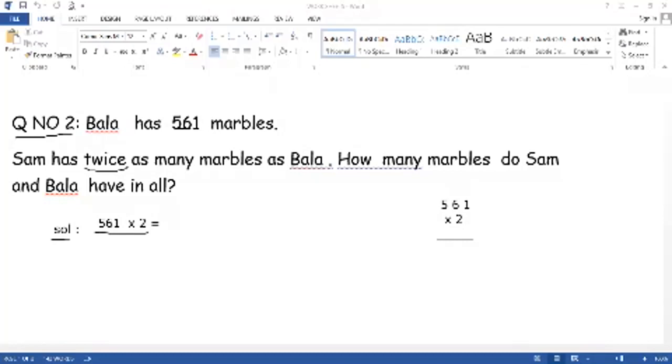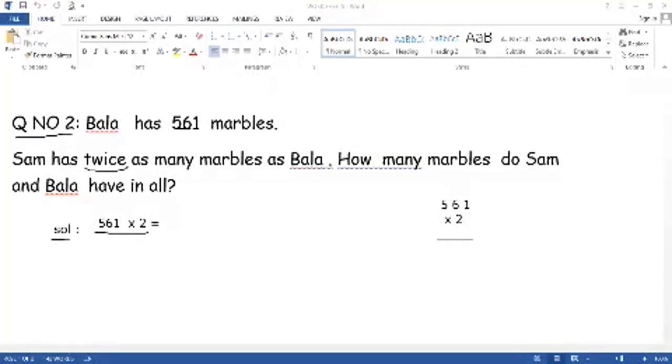Do your working, multiply 2 with 561. I told you all not to write down the questions, because it will definitely take so much time to write down the whole question. That's why I told you not to write the questions, because you already have this worksheet with you. So it's time to multiply.